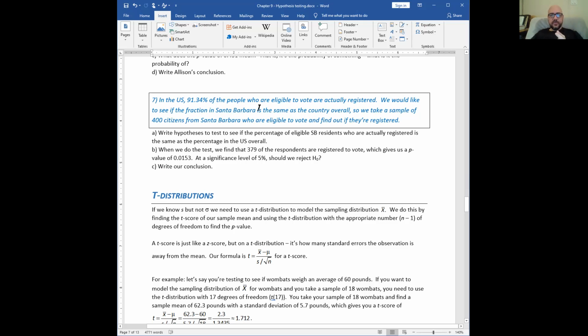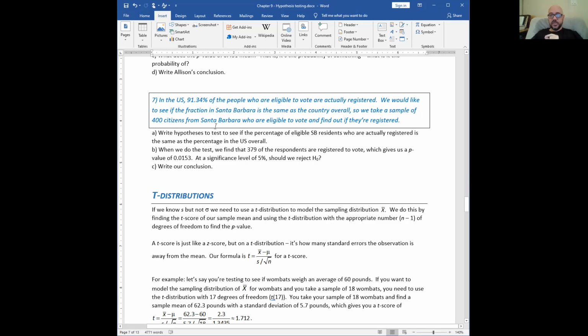Anyway, we would like to see if the fraction in Santa Barbara is the same as the country overall. So we take a sample of 400 citizens who are eligible to vote and find out if they're registered. There was a phrase in there that's really important that I didn't say because it wasn't printed, that you should get used to trying to hear in your mind. We would like to see if the fraction in Santa Barbara is the same as the country overall or not.